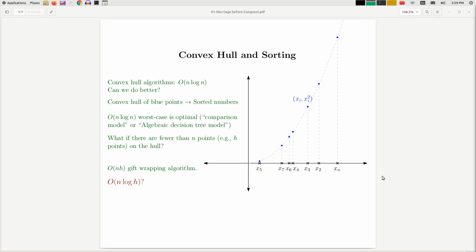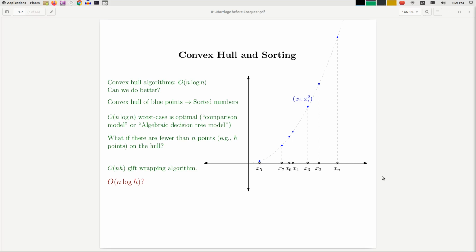In the previous video, I showed you a lower bound. I showed you a reduction from convex hull to sorting, which means that we showed that if we could compute the convex hull of these blue points, then we can sort the numbers. And therefore, we tried to conclude that convex hull has an n log n lower bound. That statement is a little bit imprecise, because how do we know sorting requires n log n time?